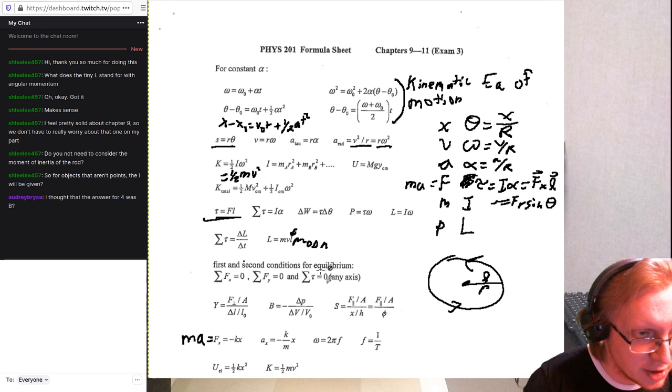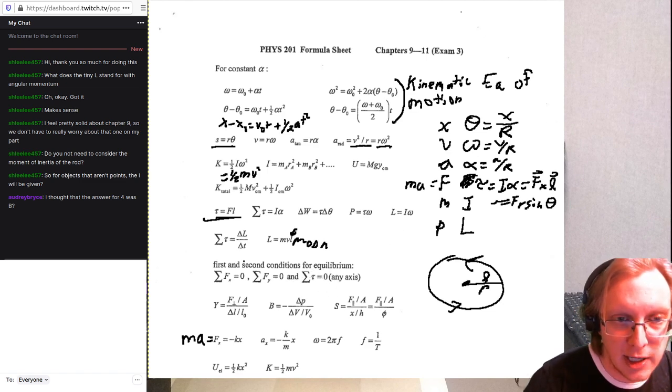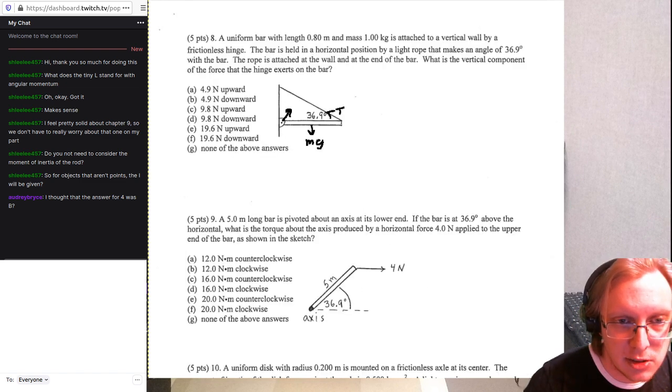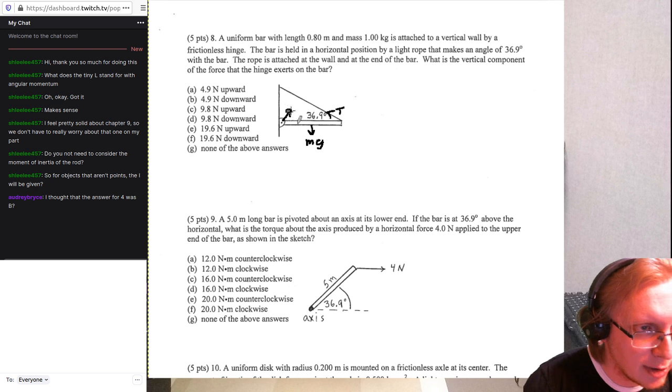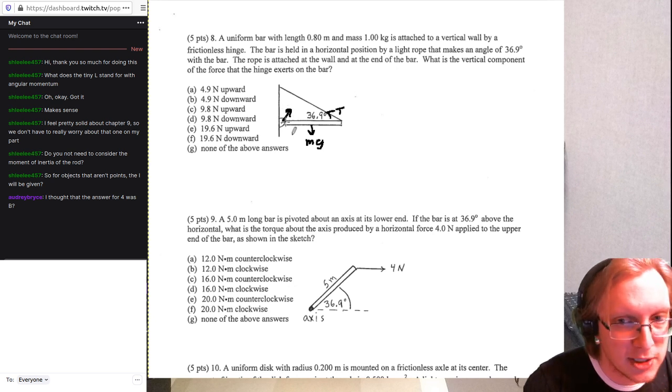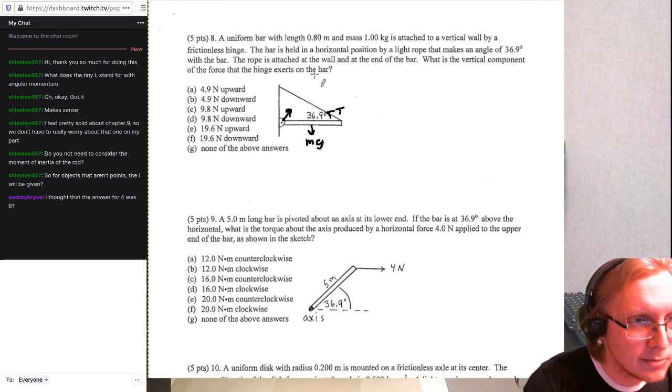The first and second conditions for equilibrium. Basically, all the forces in the x direction equal to 0, all the forces in the y direction equal to 0, and all the torques are equal to 0. That is the question we are trying to answer: what forces do we need to make all these work out to 0, or at least enough information to find the vertical component of this force? And that could be a fair number of steps. I'm going to start with torque.